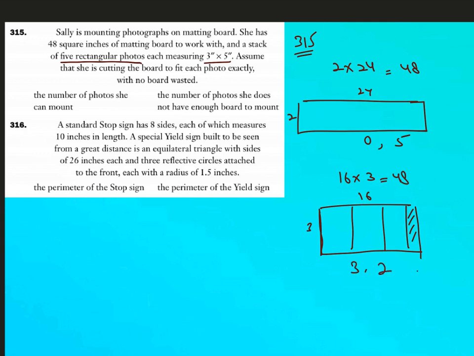So in this case, the answer would have been A. In this case, the answer would have been B. But I don't have the dimensions, so I cannot conclude whether it's A or B. So hence, I would state this as D.